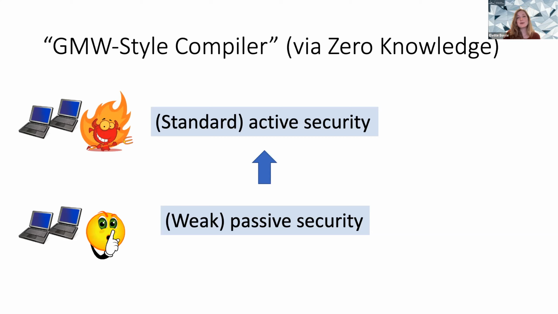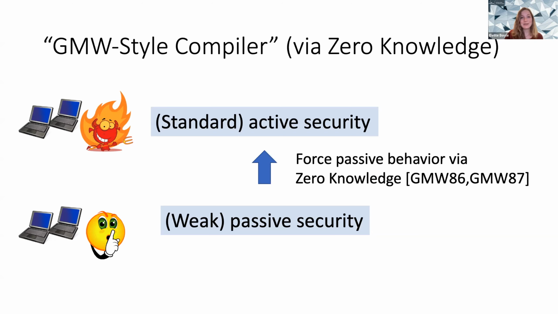Active in the sense that now the adversarial parties can actively try to cheat in the protocol, send bad messages, and do whatever they can to ruin the lives of the honest parties. Okay, and in this step, this arrow up is some form of compiler.